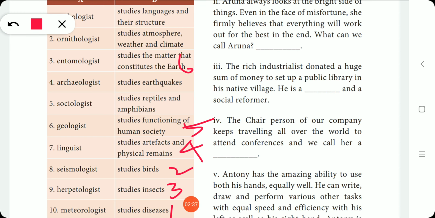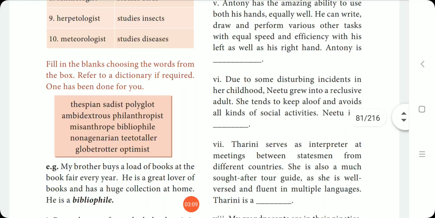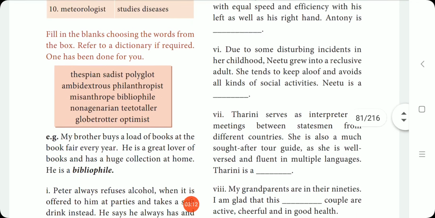Linguist, so who is the linguist? Studies languages and their structure. Seismologist, study of earthquakes. Herpetologist studies reptiles and amphibians. And a meteorologist studies the atmosphere, weather and climate. This will be asked in your 1 mark question. Learning this alone is not enough. You have to go through many extras. I'll give you material.